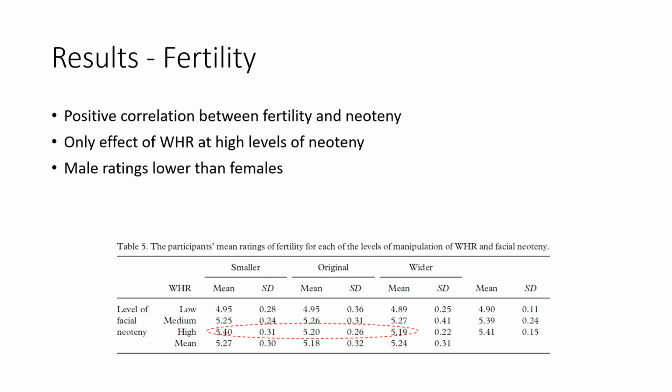Interestingly here, the ratings from male participants tended to be lower overall than the female participants. And lastly, overall effects, there was an effect of neoteny on ratings of fertility, but there was not an overall effect of waist to hip ratio. So what you can take away from that in layman's terms is that ratings of fertility didn't seem to be affected by waist to hip ratio, but the youthfulness of the facial features did seem to affect the ratings of fertility.